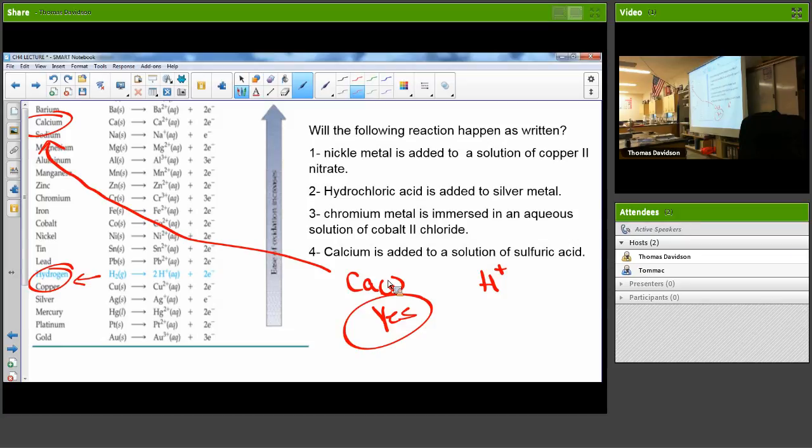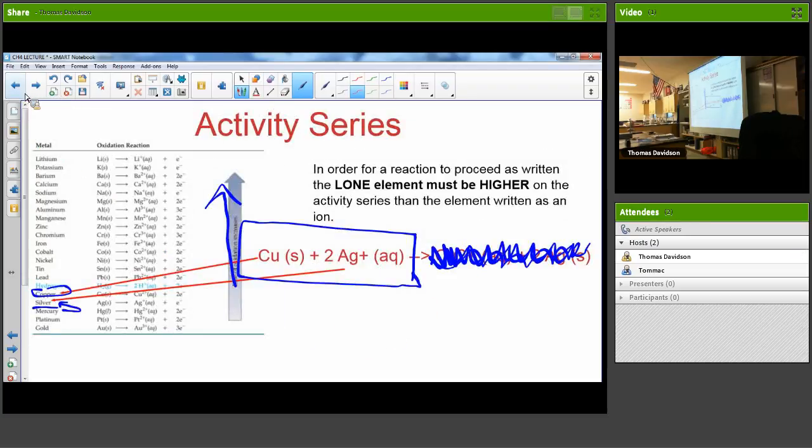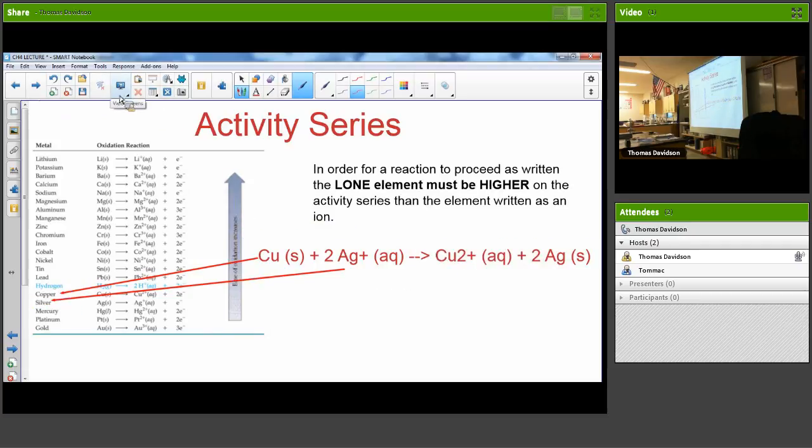All right. Now, the question Logan asked me a minute ago was, do I have to memorize this chart? The answer is no. You do not have to have it memorized, but there are some things that you should know about it.